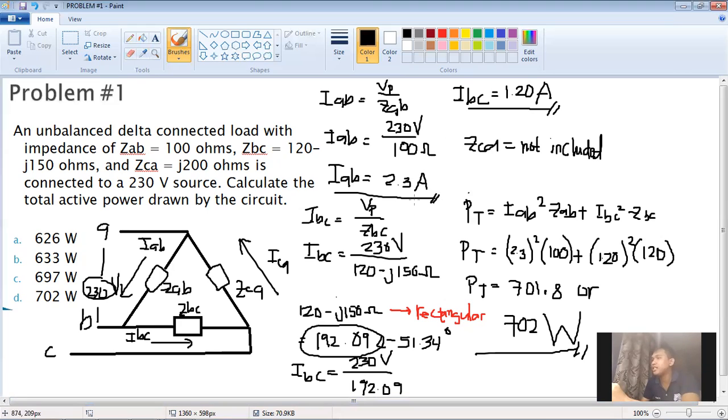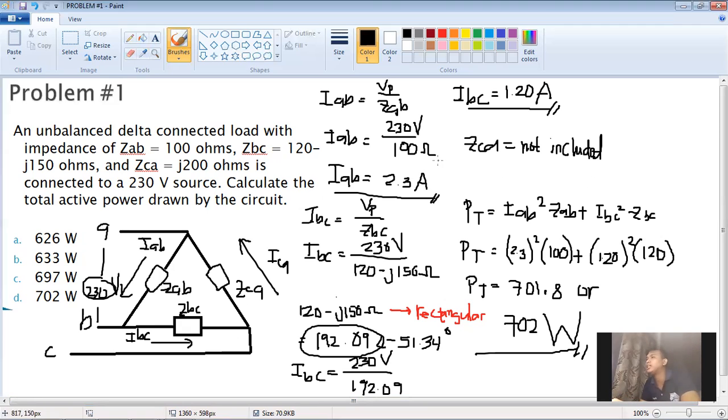But take note that ZCA is not included, because the impedance is not resistive, meaning it draws no active power. So if ZCA is not included, we can get the total power only by using the formula with IAB squared, IBC squared, and ZAB and ZBC.